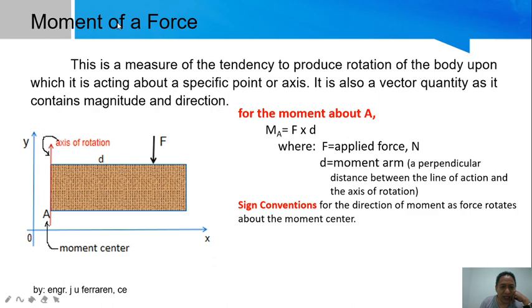Now, since this is a vector quantity, we have to take sign conventions for the magnitude of the moment in relation to its direction. These are the sign conventions. If the rotation is clockwise, you may take it as positive. The opposing sense or direction is taken as negative. Or you can also start with the counterclockwise sense being positive. What is important is that you have two opposing senses of different signs.